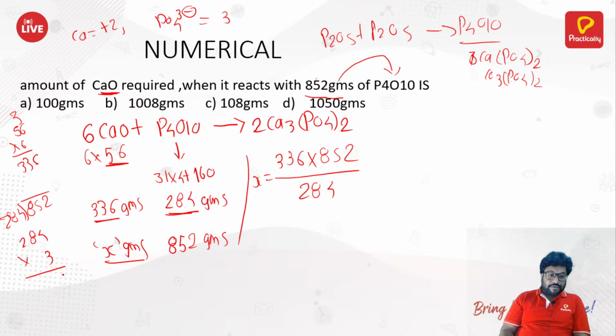So 3 4s are 12, carry 1, 3 8s are 24 plus 1 is 25, 3 2s are 6 plus 2 is 8. Oh, it is exactly 852. So 284 ones are 284, 284 threes are 852. So 336 into 3 is equal to how much? 300 into 3 is 900, 36 into 3 is 108. So 900 plus 108 becomes 1008.